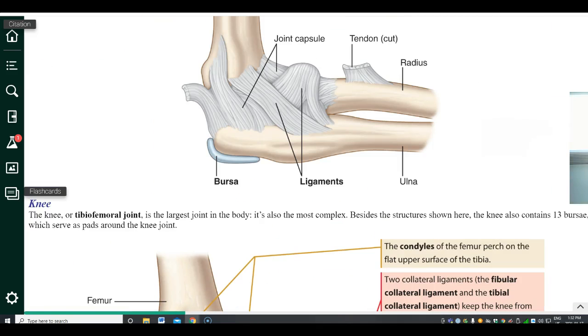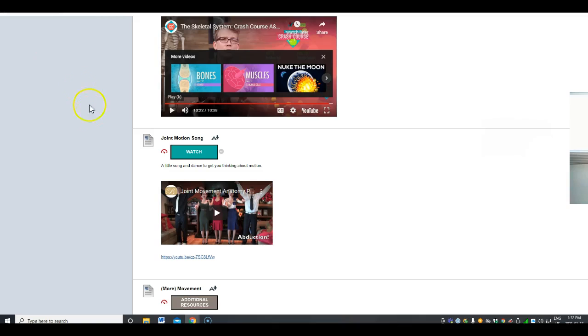There is on your webpage this beautiful sing-along song where you can practice your movements too, and that is chapter 9.